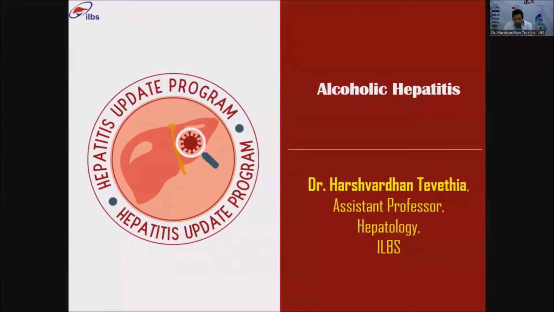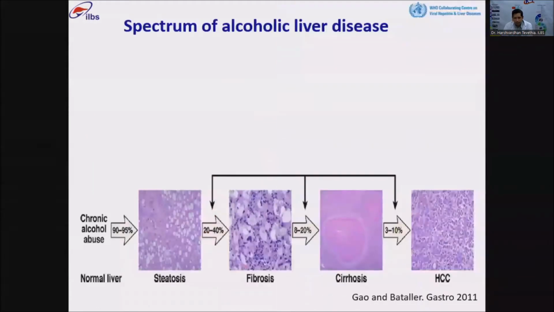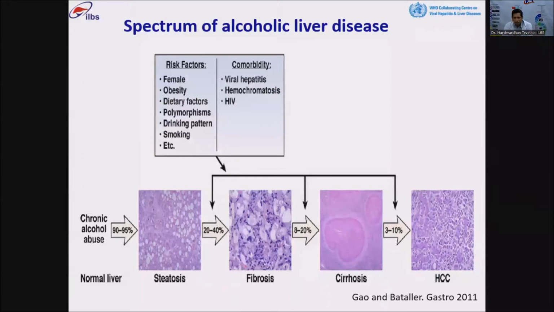So as we know, the topic for the discussion is alcoholic hepatitis. When we start with alcoholic hepatitis, the first thing we need to understand is the spectrum of alcoholic liver disease. Normally when somebody abuses alcohol, more than 150 grams per day for nearly 5 to 10 years, about 90 to 95% develop steatosis, about 20 to 40% will develop fibrosis, eventually 20% develop cirrhosis, and then hepatocellular carcinoma. Alcoholic hepatitis falls in the range of fibrosis and then eventually cirrhosis.